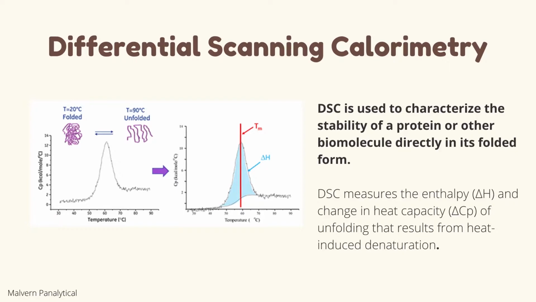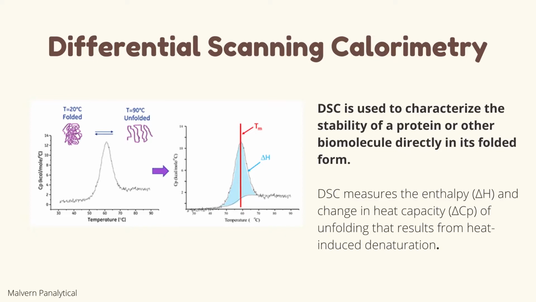A biomolecule in solution is in equilibrium between its native and denatured conformations. The higher the thermal transition midpoint, or Tm, the more stable the molecule. DSC measures the enthalpy and the change in heat capacity of unfolding that results from heat-induced denaturation. It can then elucidate the factors that contribute to the folding and stability of native biomolecules. These include hydrophobic interactions, hydrogen bonding, and conformational entropy in the physical environment.